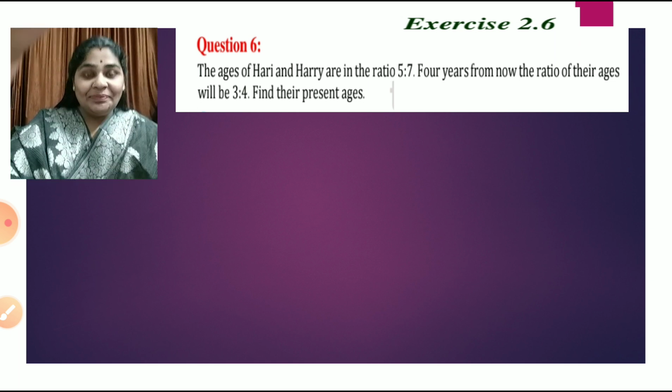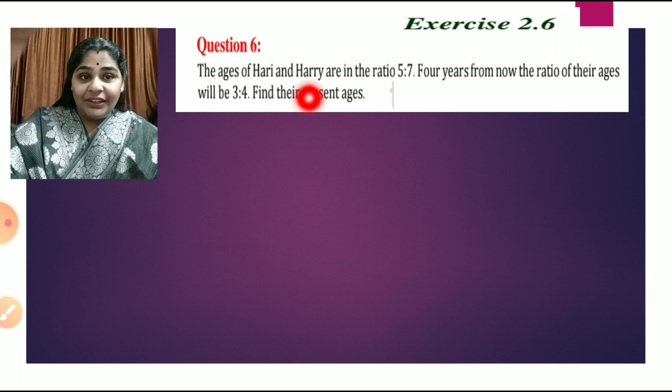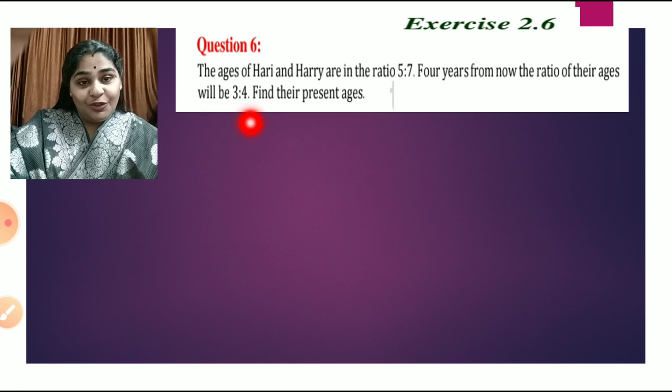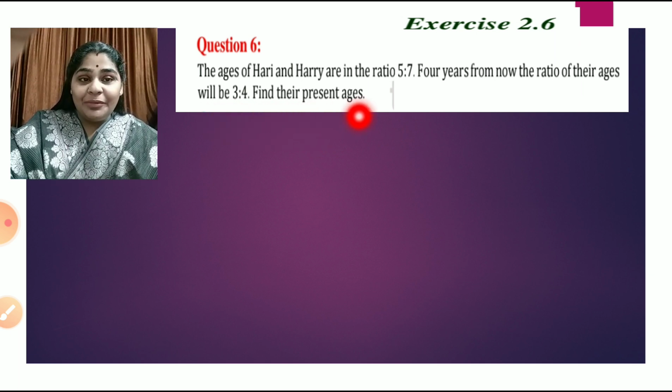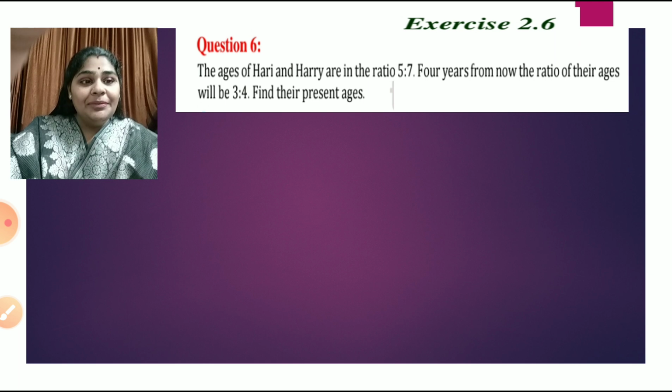Let us begin. The question is, the ages of Hari and Harry are in the ratio 5:7. 4 years from now, the ratio of their ages will be 3:4. Find the present ages. So first of all, let us one by one see what is given and try to form an equation, right children?